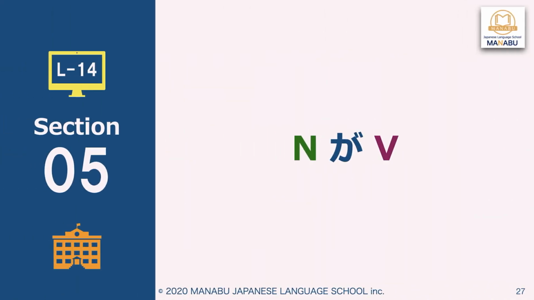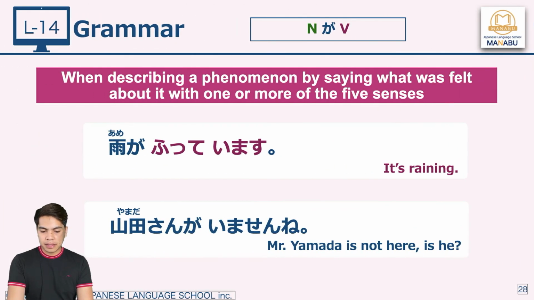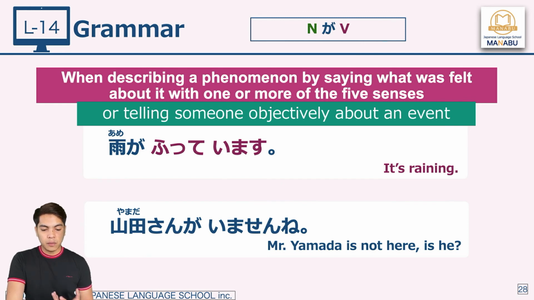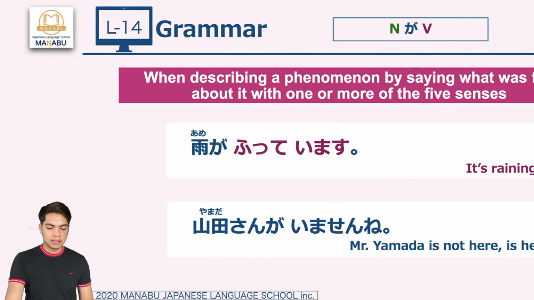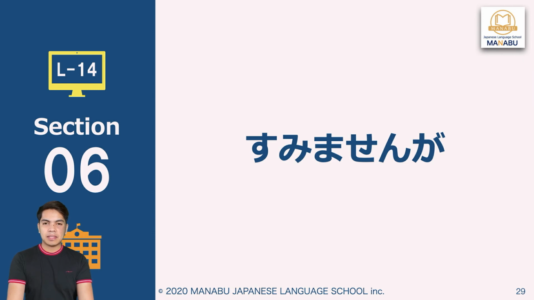For grammar point number 5, the noun ga verb. The noun ga verb pattern is used when describing a phenomenon by saying what was felt about it with one or more of the 5 senses. For example, ame ga futteimasu. And Yamada-san ga imasen ne. Ame ga futteimasu, it's raining. And Yamada-san ga imasen, Mr. Yamada is not around.